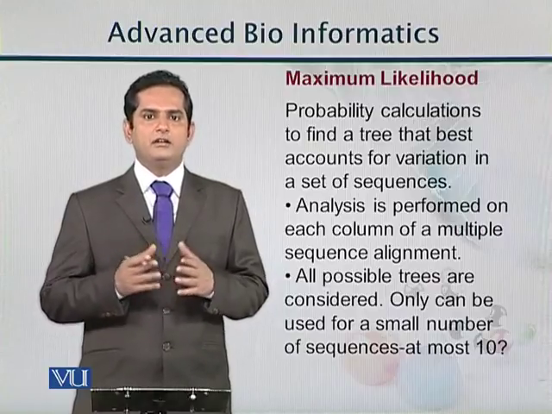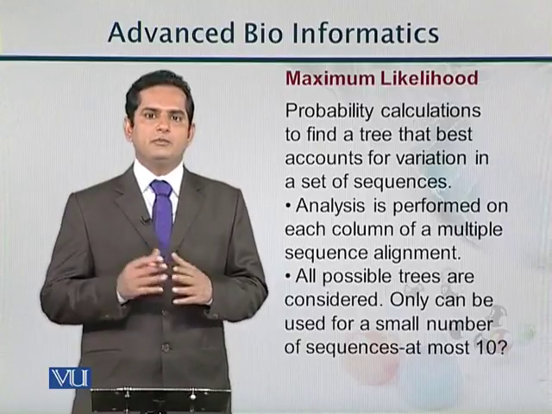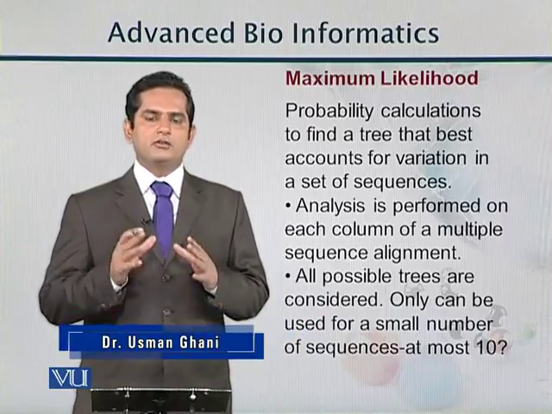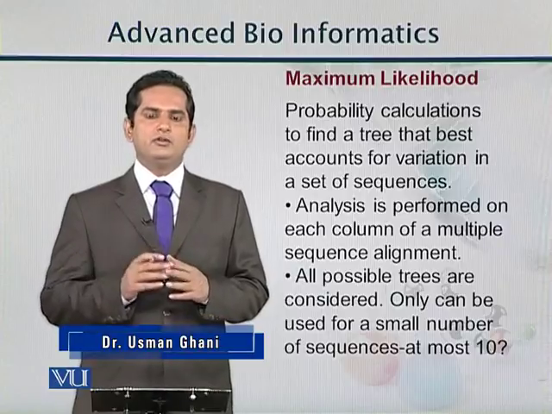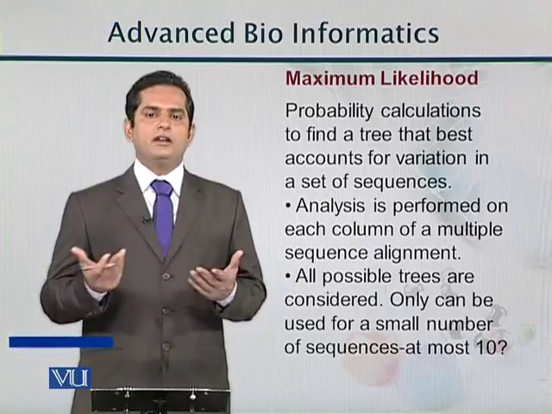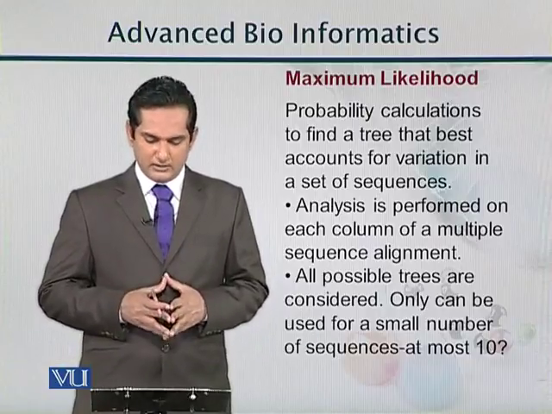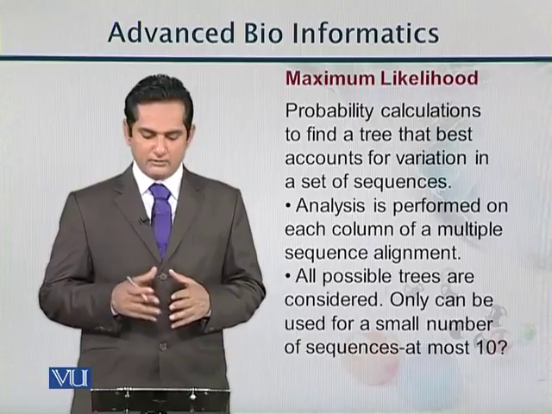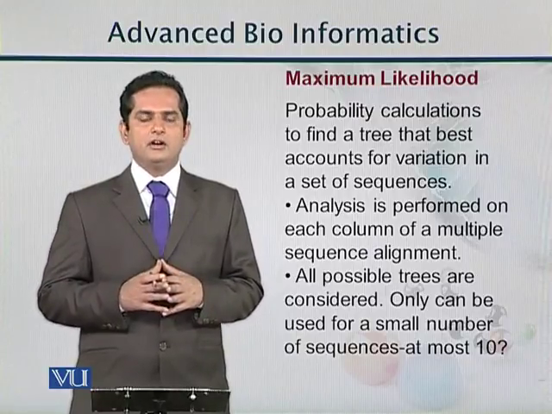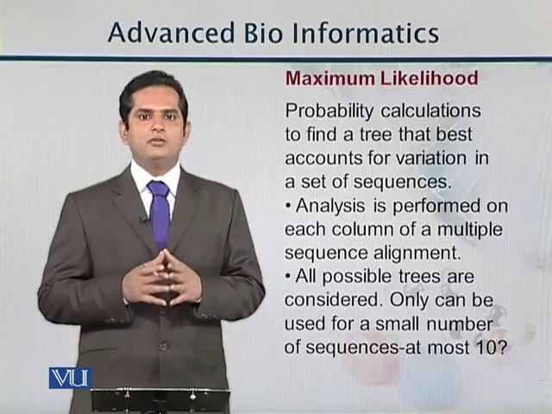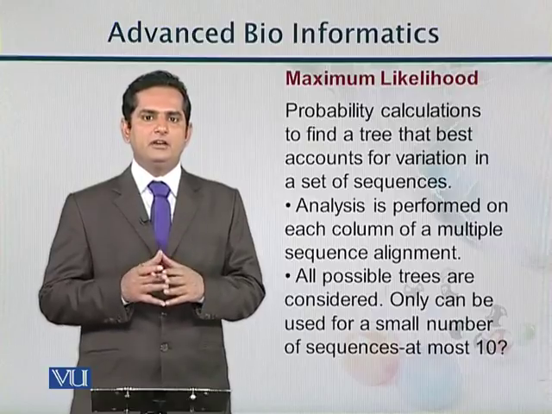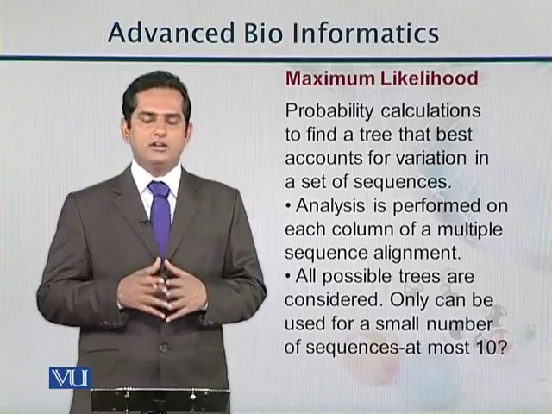So definition wise basically it is a probabilistic model. Probabilistic model means कि इसमें हमारे पास probability की information होगी, यानी कि instead of using some specific values or constant values such as 0 and 1, we will use probabilities between 0 and 1 such as 0.1, 0.3 or any other value. So definition इसकी ये बनेगी, probability calculations to find a tree that best accounts for variation in a set of sequences. So what it will find out? It will find out what are the variations between sequences. Instead of finding similarities, it will be focusing on number of variations.